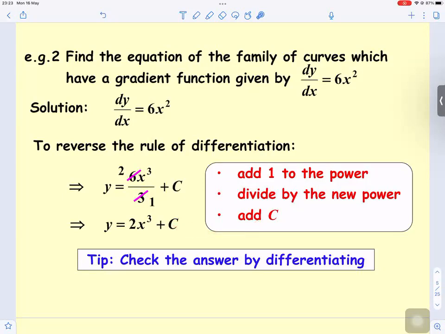And we could check the answer by differentiating. If you find dy over dx, you multiply by the power, 3 times 2 becomes 6x, subtract 1 from the power, 6x squared, which is the same as what you started with.